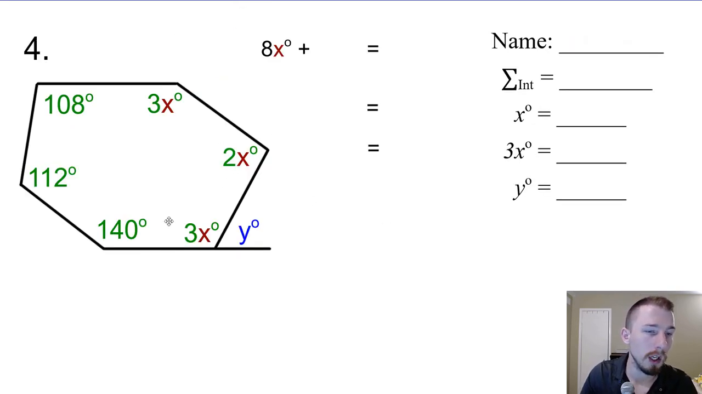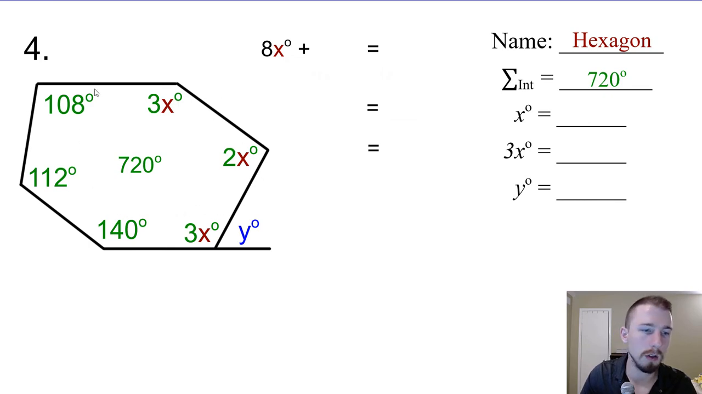All right, number 4, a similar idea. We have 1, 2, 3, 4, 5, 6 angles or 6 sides. So this is called a hexagon, or hex angle. And then the sum of the interior angles is going to be 6 minus 2, which is 4. 4 times 180 is 720. Okay, so the sum of the interiors is going to be 720. Well, that's all the green angles here.